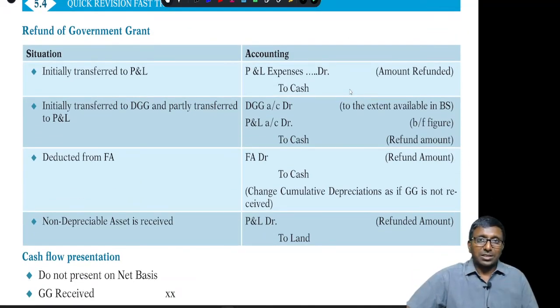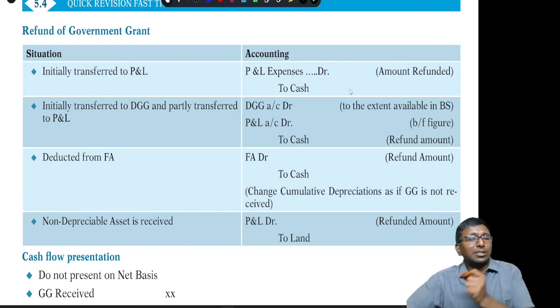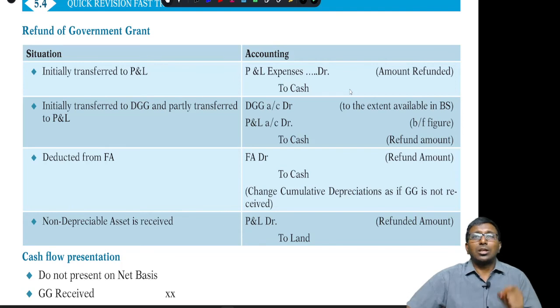And the last topic is refund of government grant. Refund of government grant is very simple. It is a reversal accounting. If initially it has been credited to P&L, then you debit it to P&L. If initially it has been transferred to DGG and from there to P&L, then debit DGG to the extent it is available in the balance sheet. Balancing number should be debited to P&L, and credit cash with whatever amount you are actually refunding.